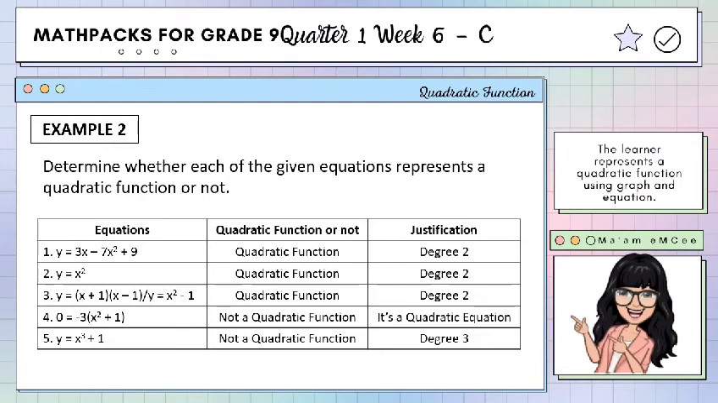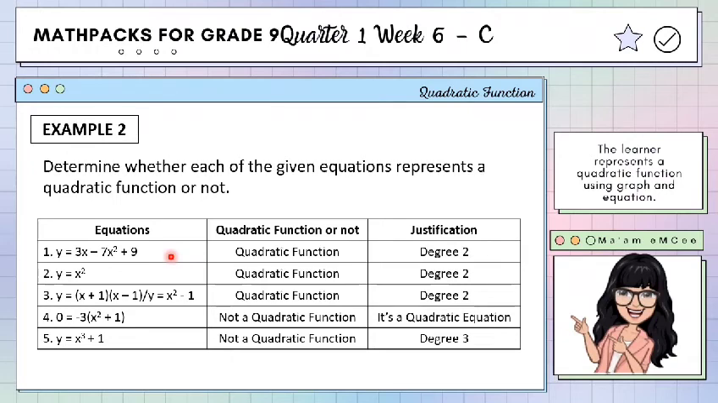But it does not guarantee that if your equation is in second degree, it is already a quadratic function. You need to be sure first that you have two variables, your y and then your x. Or sometimes, again, you can replace y by f of x. If you have such, then you can say that this equation is indeed a quadratic function.